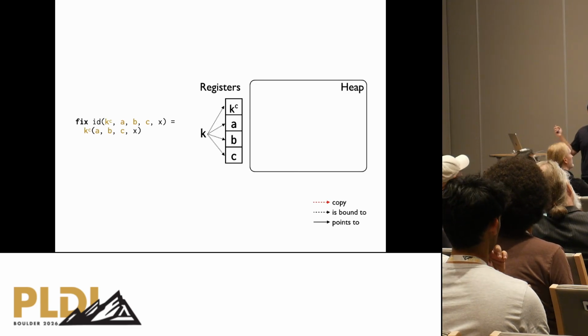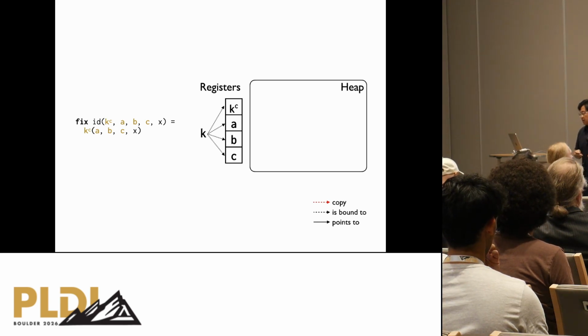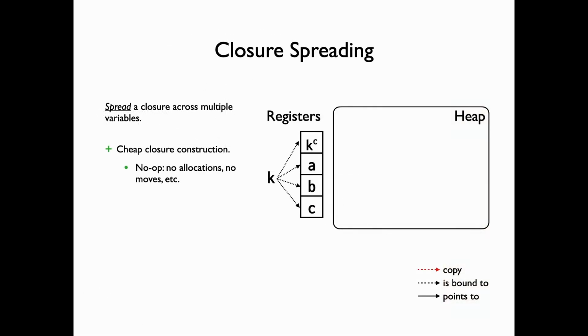Now every single one of these variables are variables in the programming language, which will map to registers by the backend. So it's great, because now closure construction is very cheap. It's essentially a no-op. There's nothing to construct, nothing to allocate. Everything is in the registers. Closure access, variable accesses are very cheap as well, because there's nothing to load. Everything's in a register. So what's wrong with this?